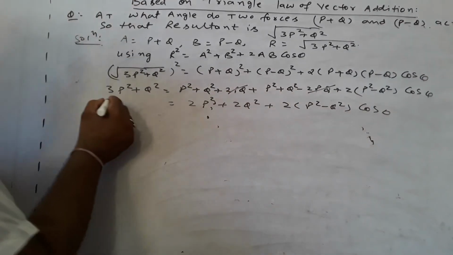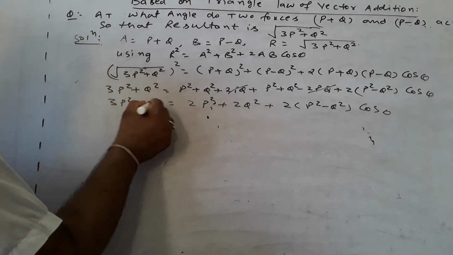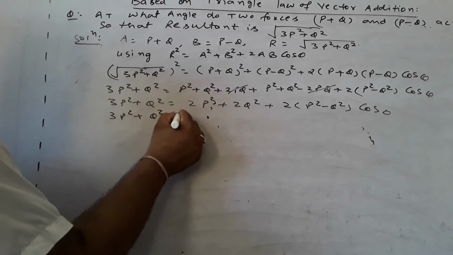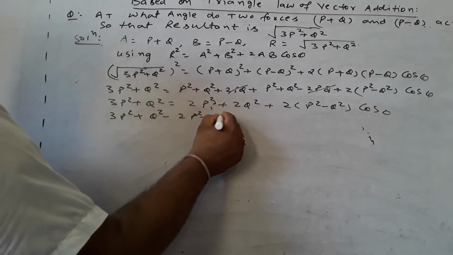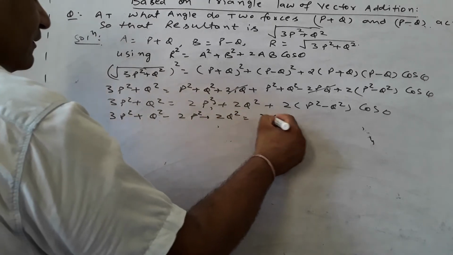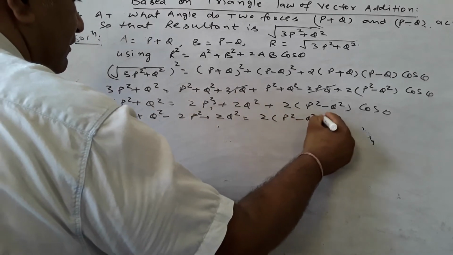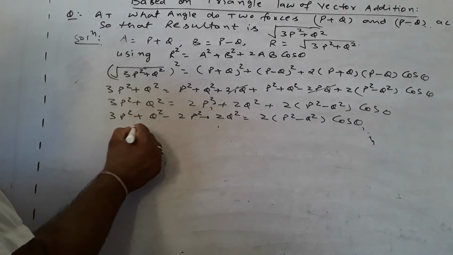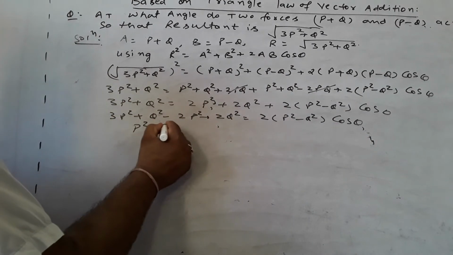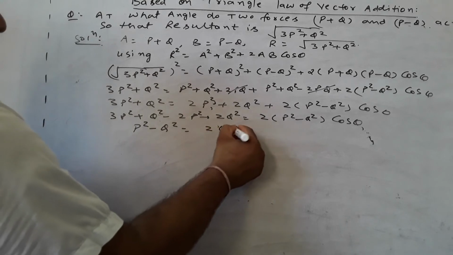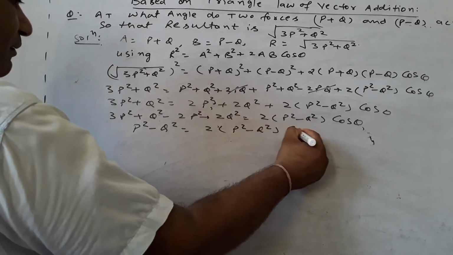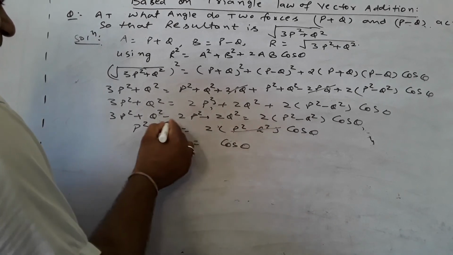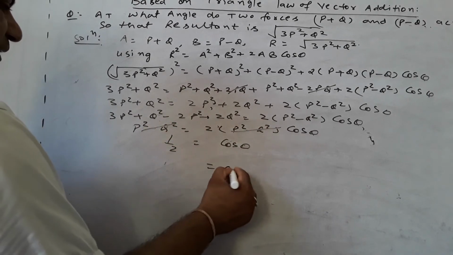Now we can write 3P square plus Q square minus 2P square minus 2Q square. Three P minus 2P, P square, Q minus 2Q, Q square. Or cos theta, it will be cancelled. Cos theta is 1 by 2, theta is 60 degrees.